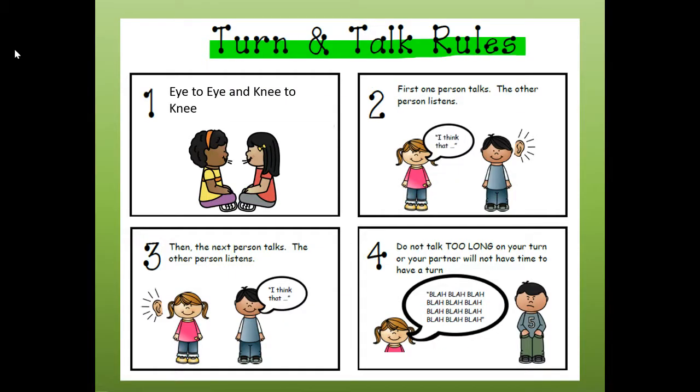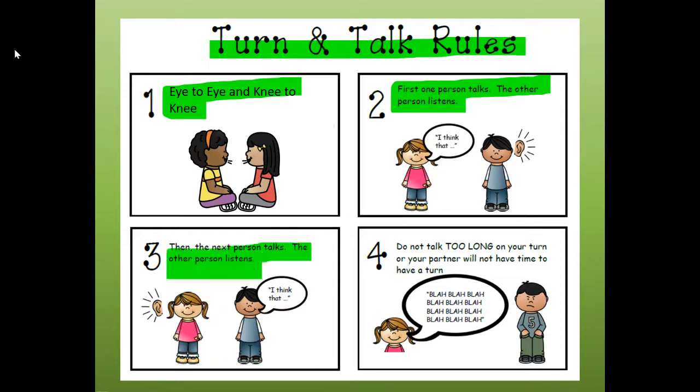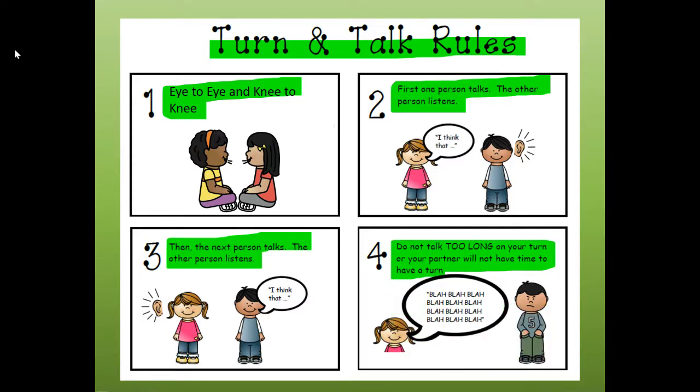Let's go over our turn and talk rules. Number one, if you have a partner at home, you're eye to eye and knee to knee. That means you are looking at each other. Number two, first one person talks, the other person listens. Number three, then the next person talks, the other person listens. Number four, do not talk too long on your turn, or your partner will not have time to have a turn.